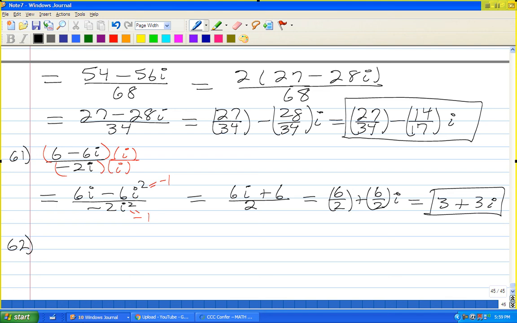So problem number 62. Oh, wow. We're at the halfway point. Okay, 62. 4 plus 9i over 4 minus 9i. So let me multiply and divide by the conjugate of the denominator, 4 plus 9i.